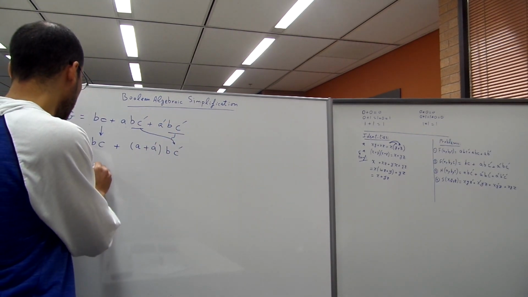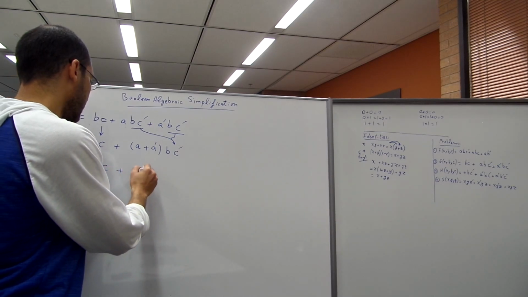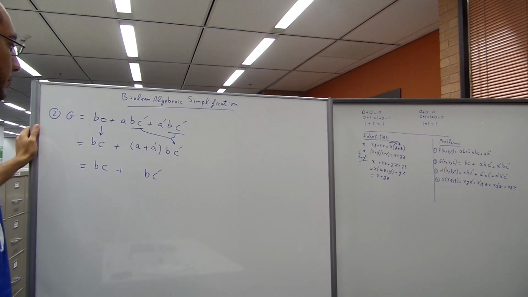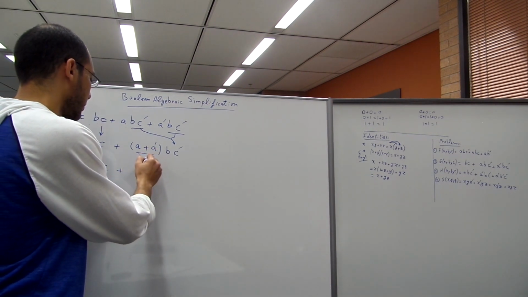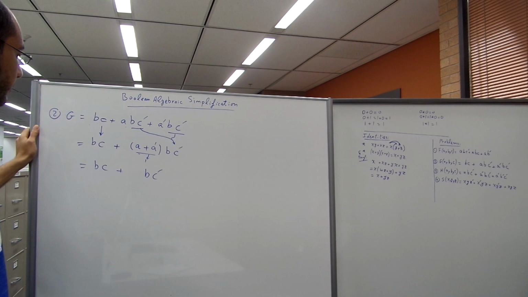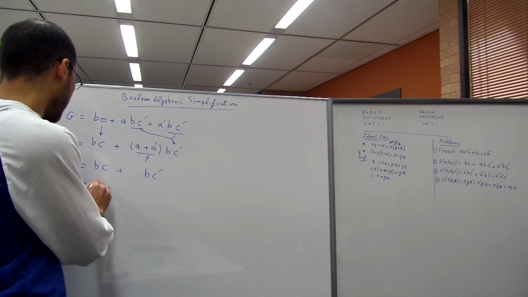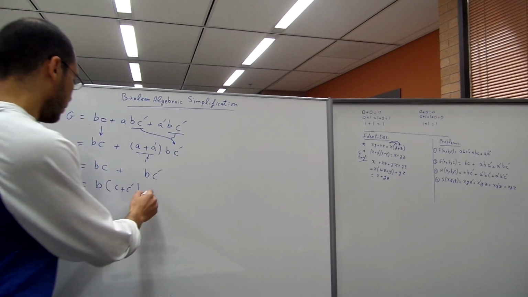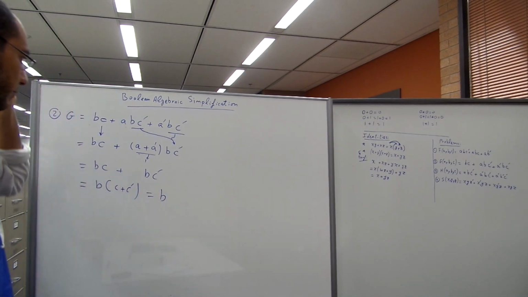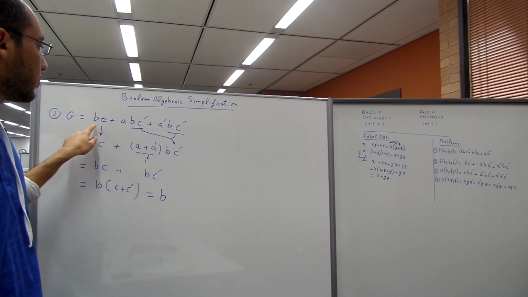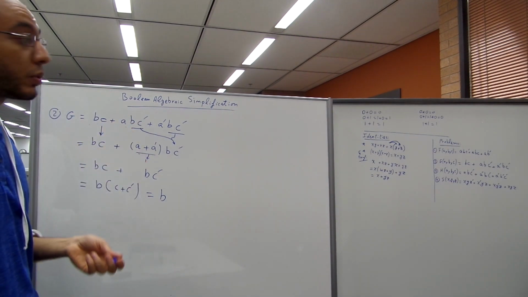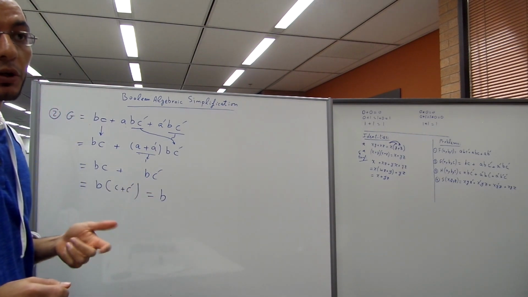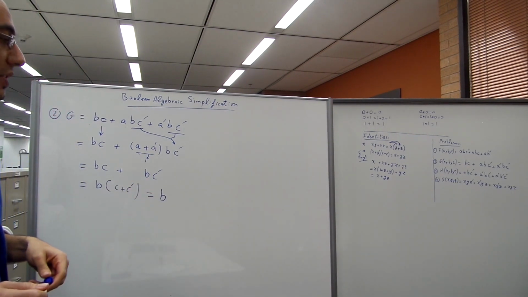Again, this BC plus this is 1 multiplied by BC bar, okay? Because this is 1. So right now I could factor out the B, C plus C bar, which is equal to B. If you had started with the first one, it would work as well. However, it might be a little more difficult or lengthy. It will take more steps.